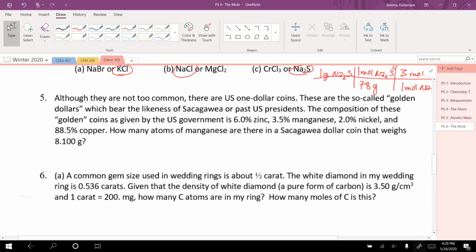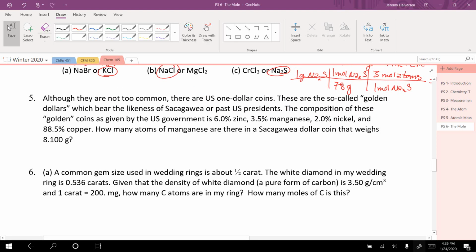All right, number 5. Although they are not too common, there are US $1 coins. These are the so-called golden dollars, which bear the likeness of Sacagawea or past US presidents. The composition of these golden coins is given by the US government as 6% zinc, 3.5% magnesium, 2% nickel, and 88.5% copper. How many atoms of magnesium are there in a Sacagawea dollar coin that weighs 8.1 grams?